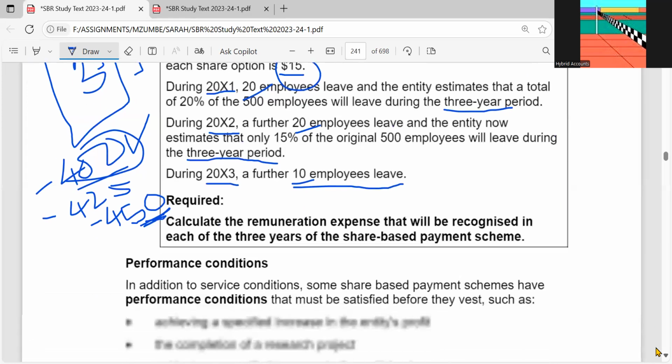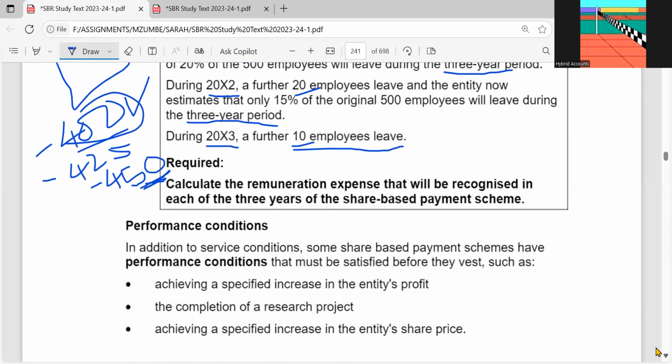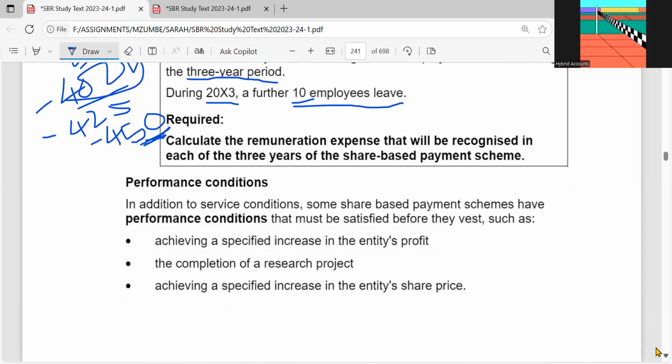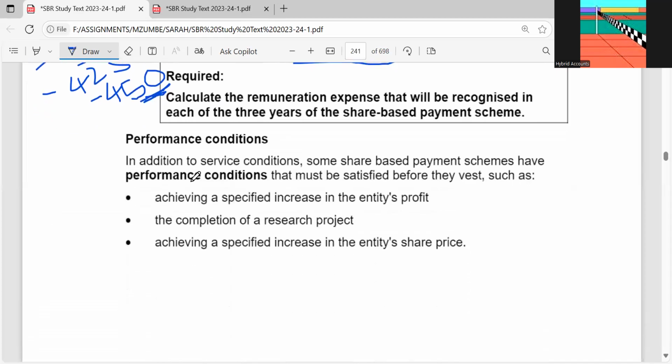Now let's just go. So far we have dealt with the service conditions. You have seen the service conditions, right? Okay, now let's go to the performance conditions. The service condition just said, okay, stay with us for 3 years. Whoever stays with us for 3 years will be fine, right?